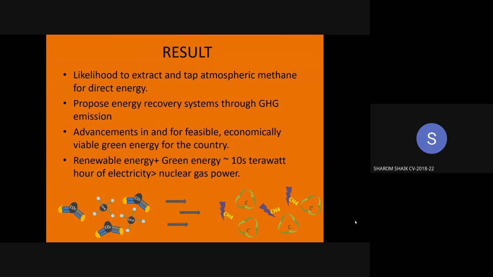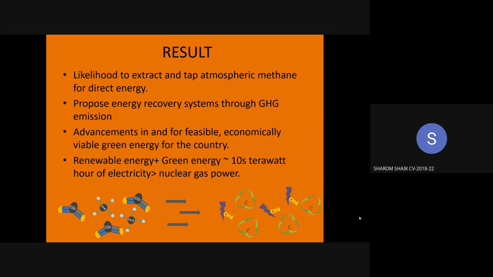Also, through our analysis of the mentioned research papers and the video presented, we get to know that renewable energy along with green energy together can produce about tens of terawatt hours of electricity, which is even much greater than nuclear power, which is indirectly another existing renewable energy. So this in a way paves a way for green fuel and green energy, which is perhaps the next level of the existing renewable energy.